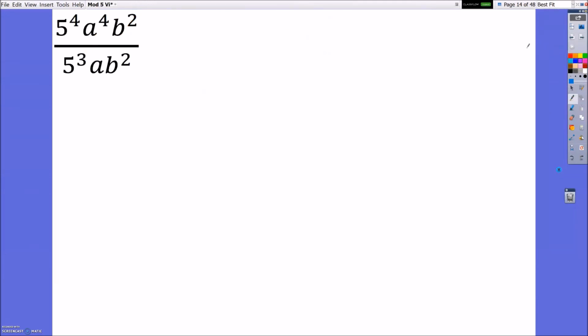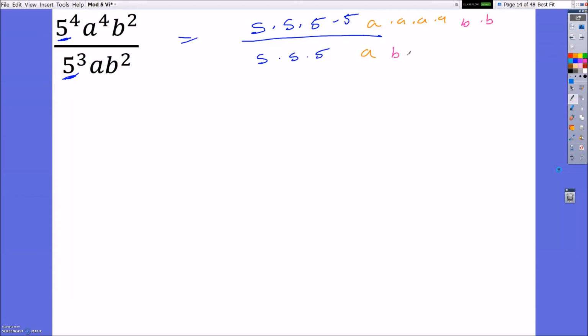Alright, so now let's go ahead and look at these. I'm going to start by looking at the 5s. I have 5 to the 4th power and 5 to the 3rd power. What this is saying is I have 5 times 5 times 5 times 5 on the numerator, and I have 5 times 5 times 5 on the denominator. Now, if I look at the a's, it says I have a times a times a times a, all over a, and then I also have b times b, all over b times b.